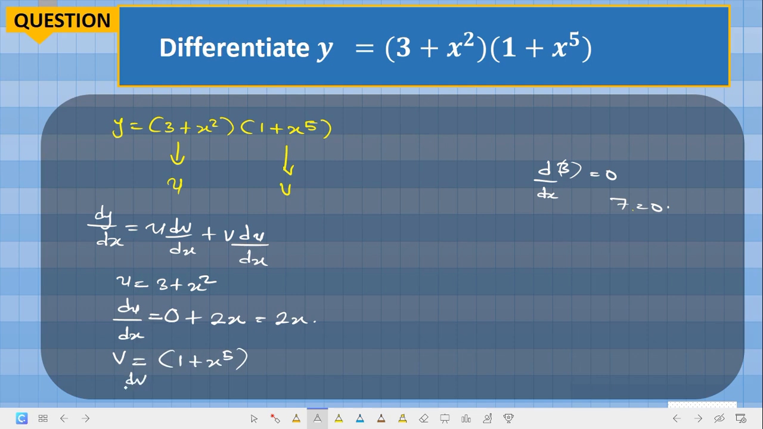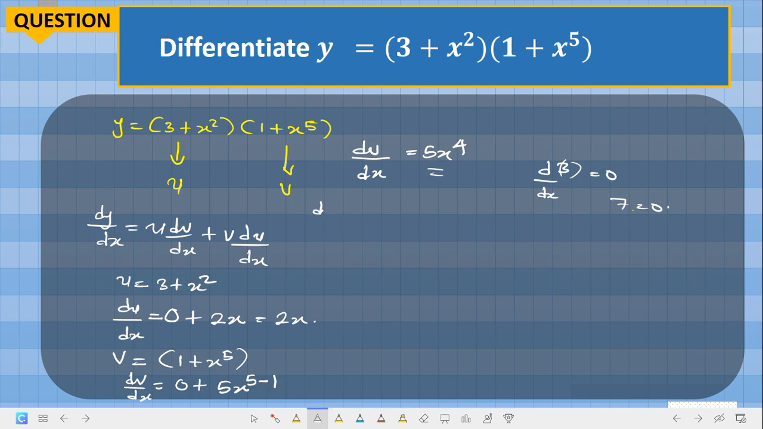So dv ds, differentiate v with respect to s. Differentiate 1, it gives us 0. Differentiate s raised to the power of 5, gives us 5s raised to the power of 5 minus 1. So at the end of the day, your dv over ds is equal to 5s raised to the power of 5 minus 1. 5 minus 1 is what? 4. So your dv over ds is 5s raised to the power of 4.